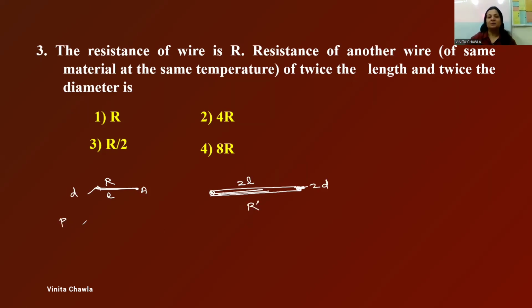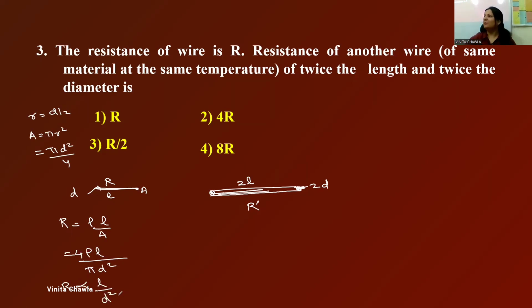So because R is equal to rho L by A and A is pi R square, or we can write pi D square by 4. What is A? Area of cross section of the wire is area of the circle. It's pi R square and R is radius. Radius is diameter upon 2. So it is pi D square by 4. So for this we can write rho L upon pi D square by 4. So resistance is directly proportional to L and inversely proportional to square of the diameter.